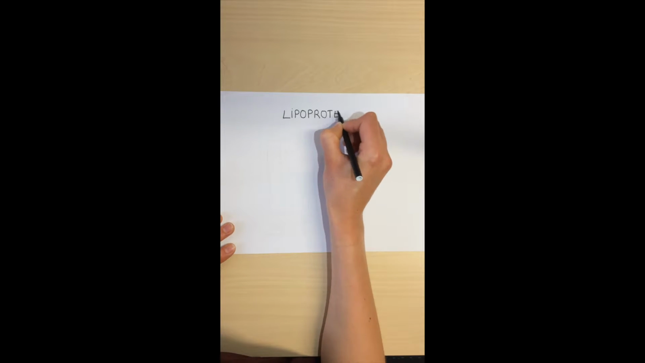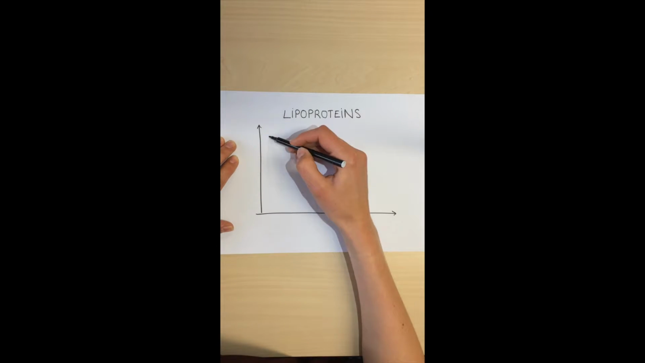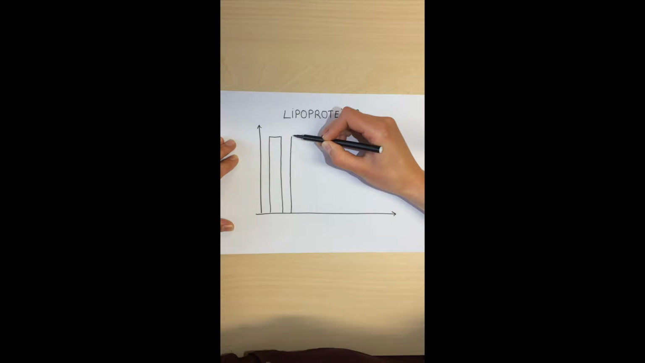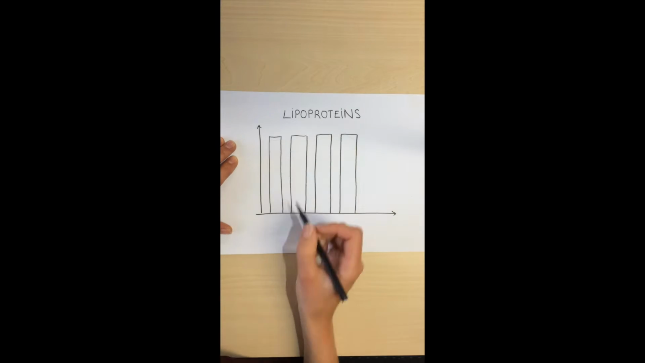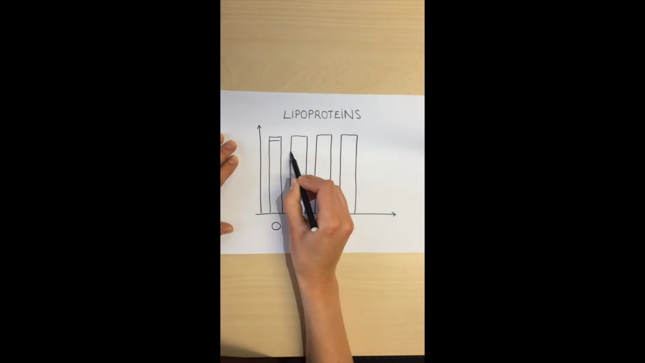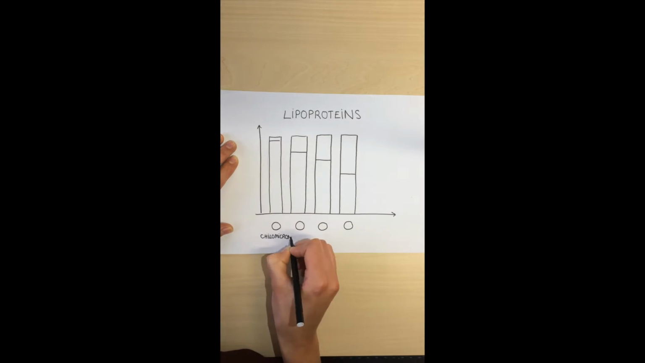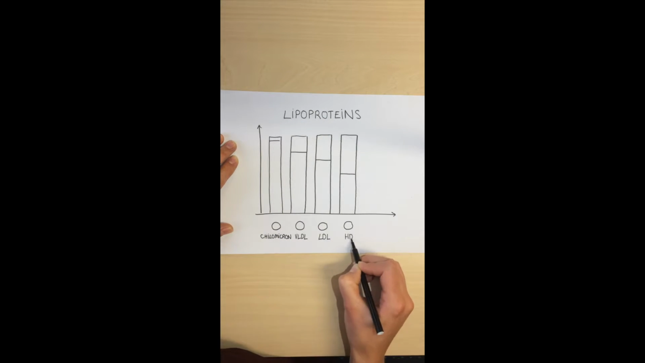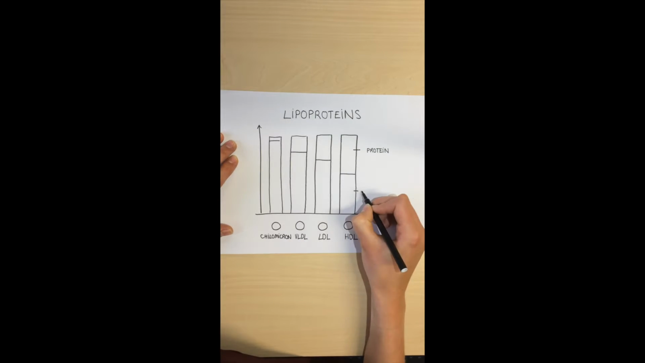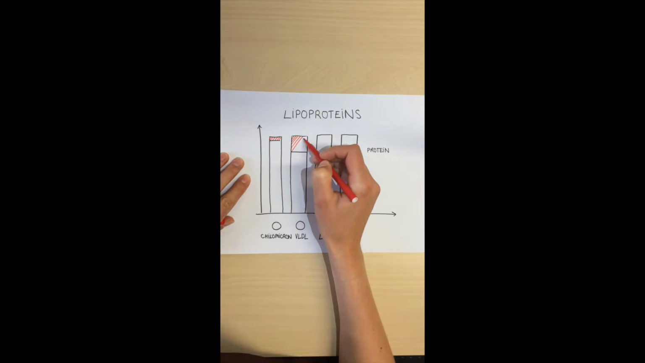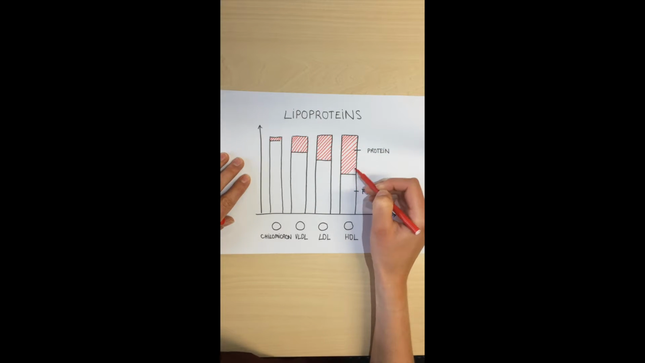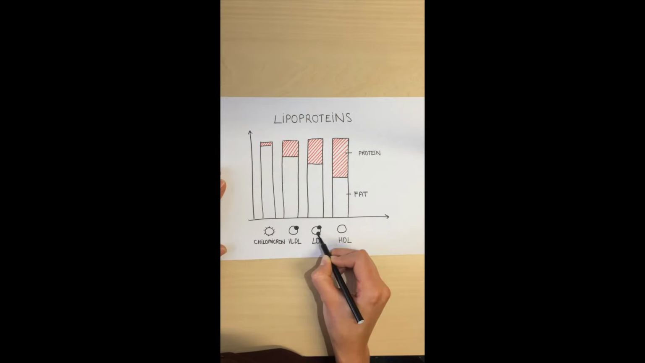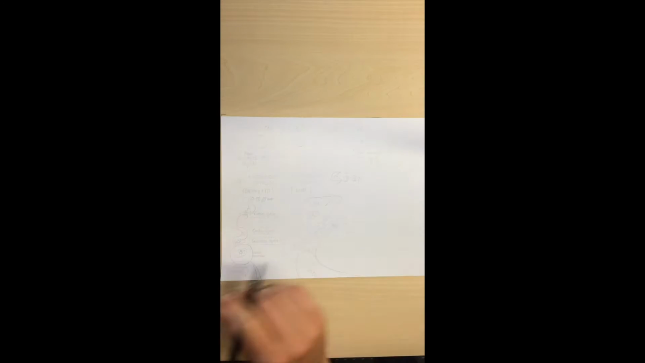Lipoproteins are lipo and proteins, so basically fat. There are 4 main types which differ from each other according to the ratio between protein and lipid content. So, if you look at this picture, you can understand that the protein content increases from chylomicrons to high-density lipoproteins. Therefore, chylomicrons have a lot of lipids and little protein, while HDL has more protein than lipids.